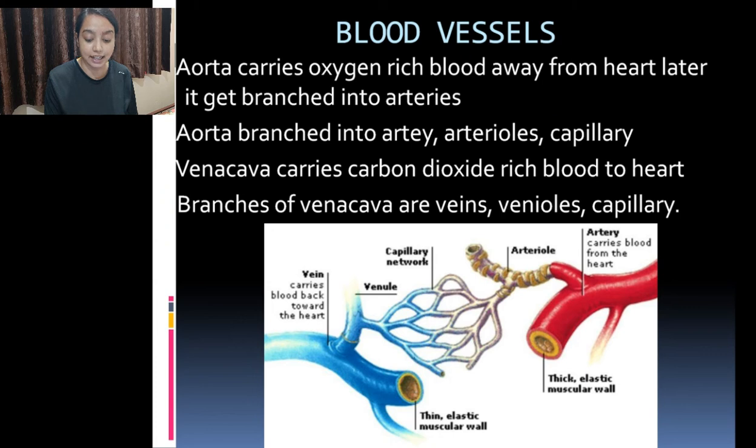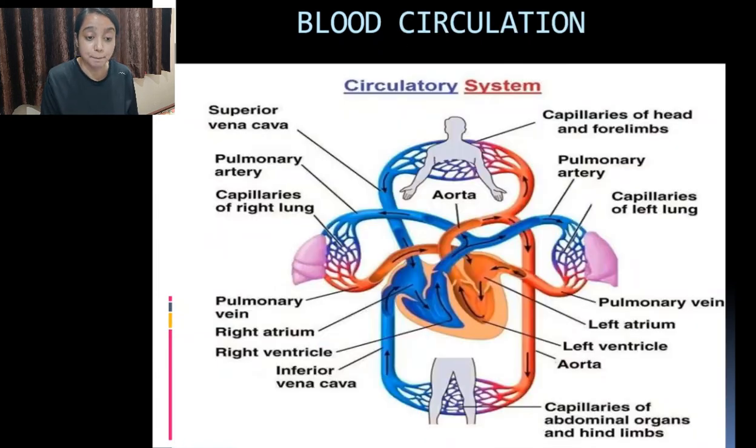One thing to note is that the exception is the pulmonary artery. The pulmonary artery carries deoxygenated blood from the right ventricle. It is the exception among arteries, and the pulmonary vein carries oxygenated blood. It is the exception among veins, because generally veins carry deoxygenated blood.